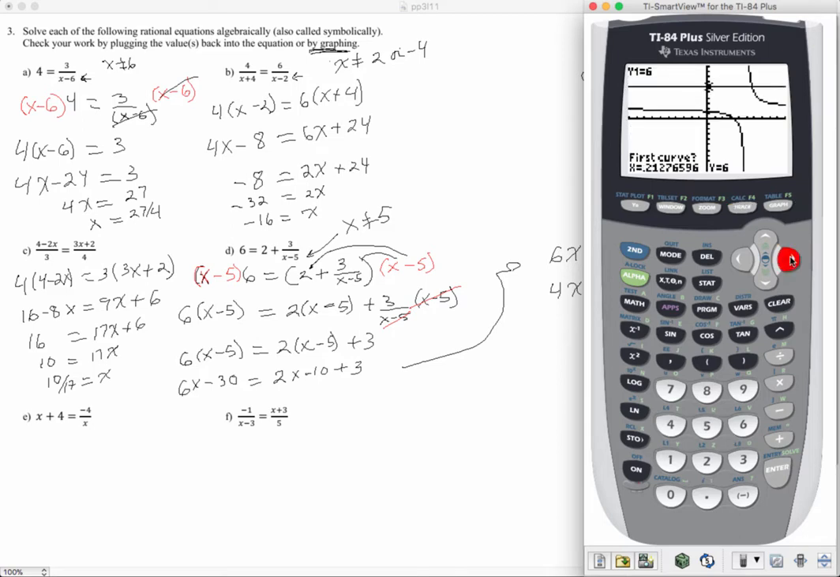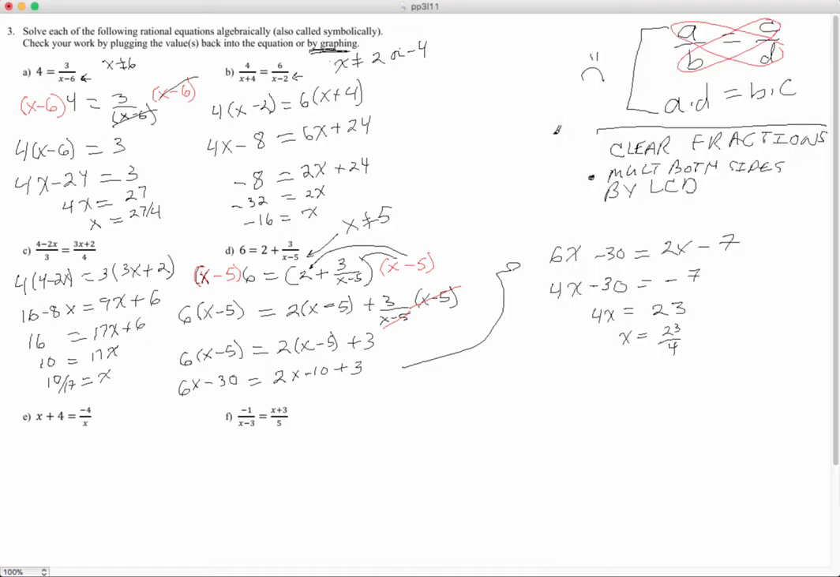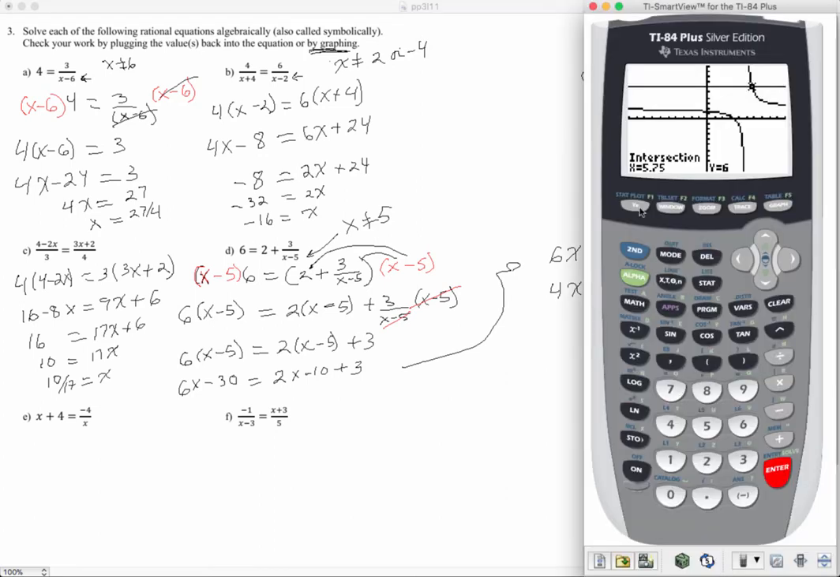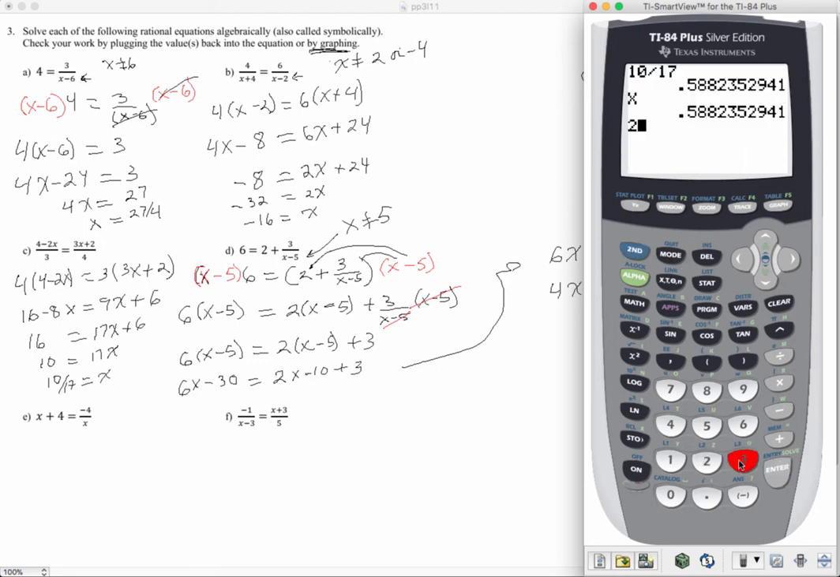Let's get that little jumping frog guy there as close to the point of intersection as we can. So first curve, second curve, best guess. And we get back 5.75. So we said our answer was 23 divided by 4. So let's take a look and see if that's 5.75. So we're going to take 23, divide that by 4, and sure enough it is.